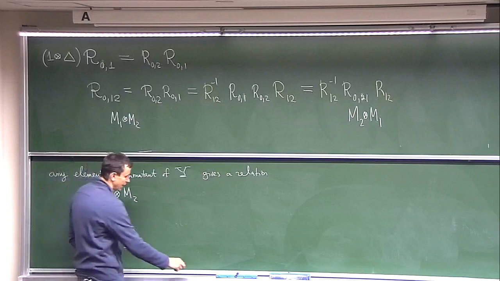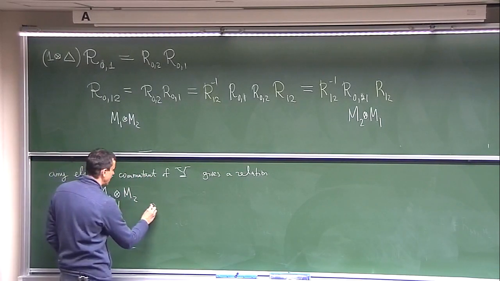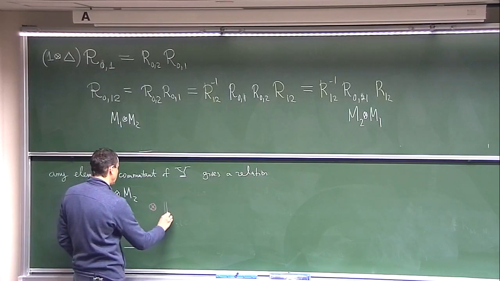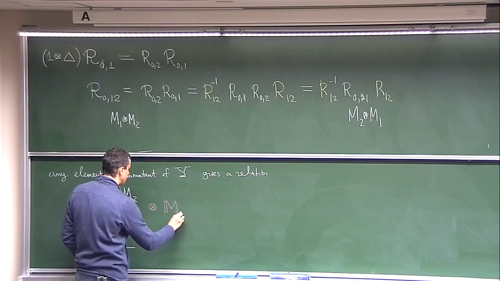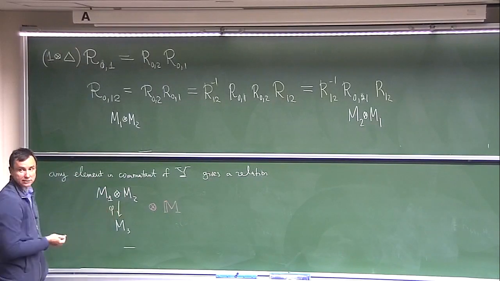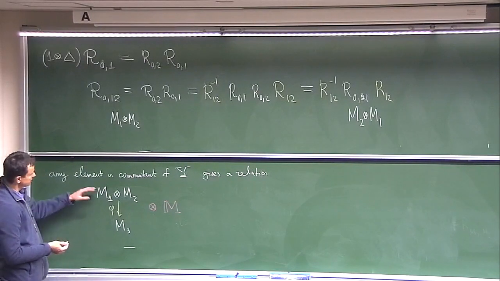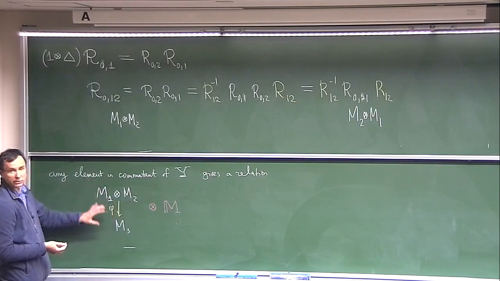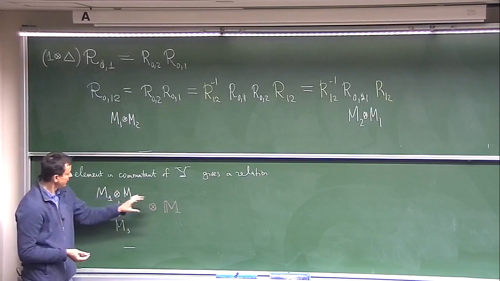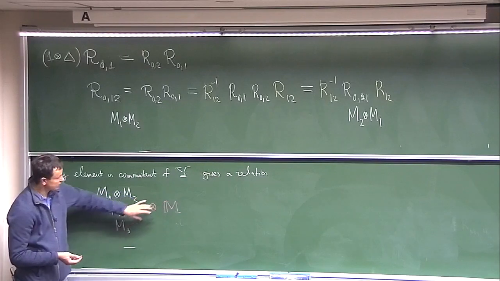This means I can take this. What does it mean? That if I take this guy and I tensor it with anything else, then this map commutes with all R matrices. What does it mean to commute with all elements of the Yangian? I mean, if I take the R matrix between this module and some other module, and this module and some other module.